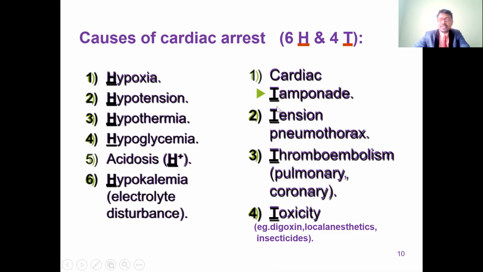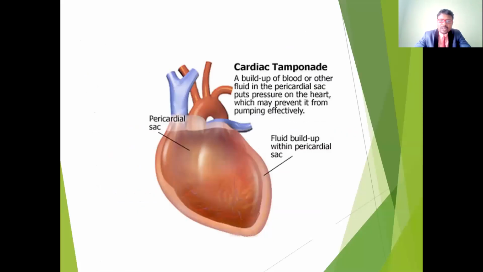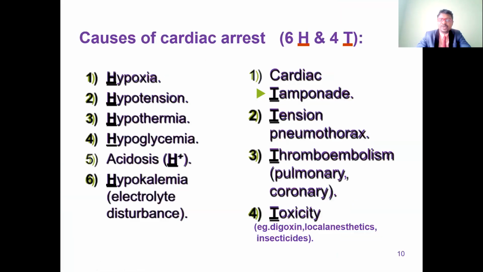And also the 4T's. The 4T's include cardiac tamponade. Cardiac tamponade involves the structure surrounding the cardiac tissue, that is the sac surrounding the heart. The pericardium, the pericardial sac, gets filled with fluid or some other liquid. Blood or any other fluid may accumulate surrounding the heart. That condition is called cardiac tamponade.